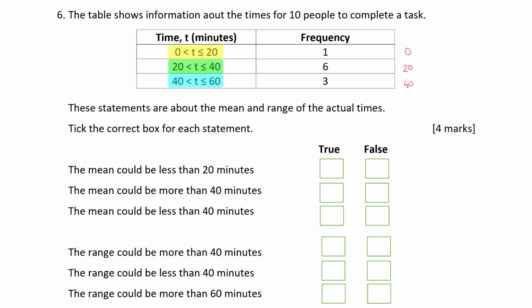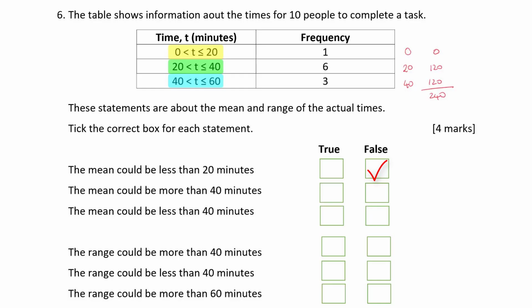Then multiplying those through, 1 times 0 is 0, 6 times 20 is 120, and 3 times 40 is 120. Gives you a total of 240 minutes. And if you divide that by 10, then that's going to give you a mean of 24. So the mean cannot be less than 20 minutes then, because if I take the smallest possible bounds, I only get a calculation of 24, so that's got to be false.